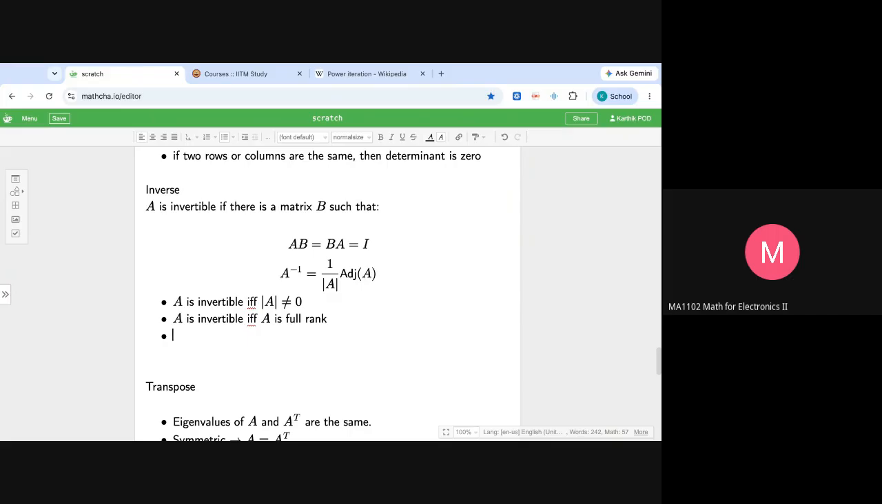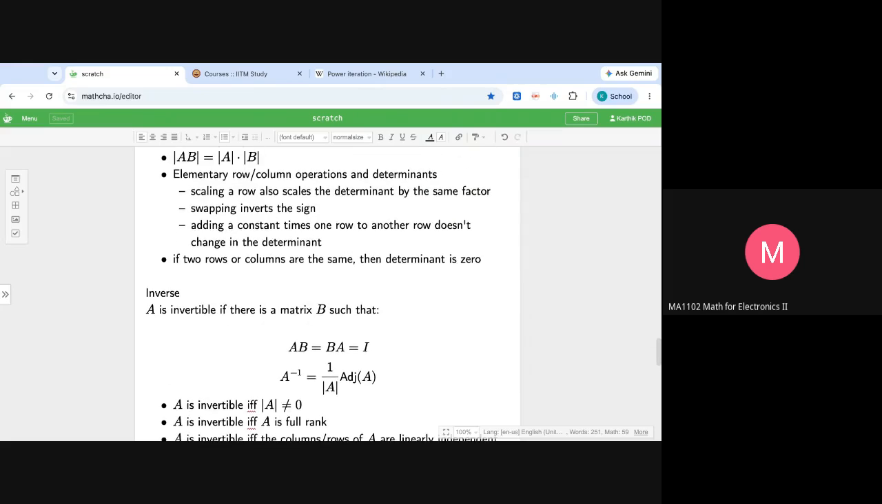Okay, what else do we have? A is invertible if it is full rank. So I think A is invertible if and only if the columns of A are linearly independent, right? So many things we can say. And also rows, right? Columns slash rows, because it's a full rank matrix. Right, yeah. Okay, I think some of these are some of the most important ones.